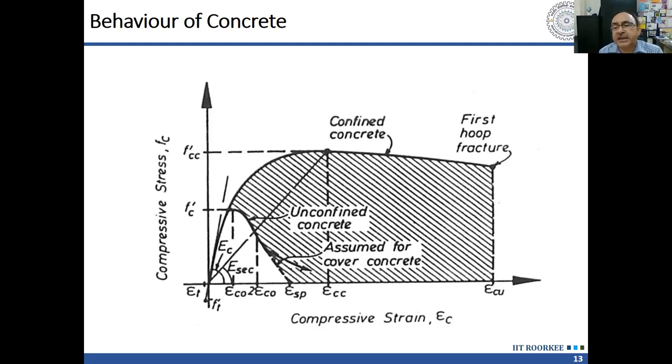Suppose I have not properly anchored this hoop, then what is going to happen? Before rupture, it will open out at much lower force. It will open out and the confinement will be lost and the concrete will fail very quickly. So that's why the anchorage of this stirrup into the core concrete is very crucial. All the codes talk about this.